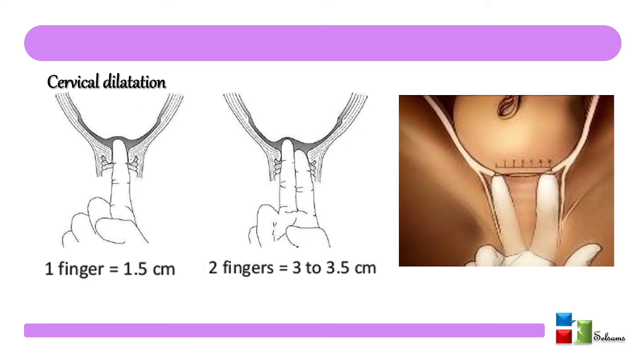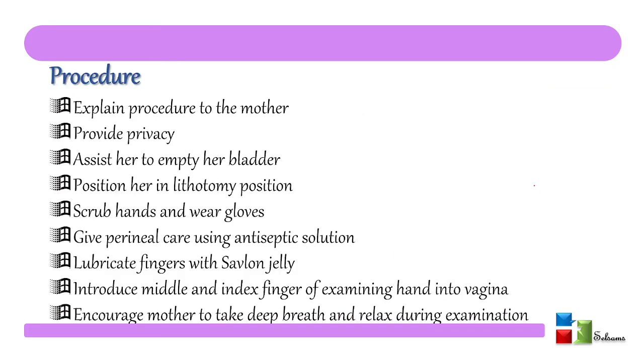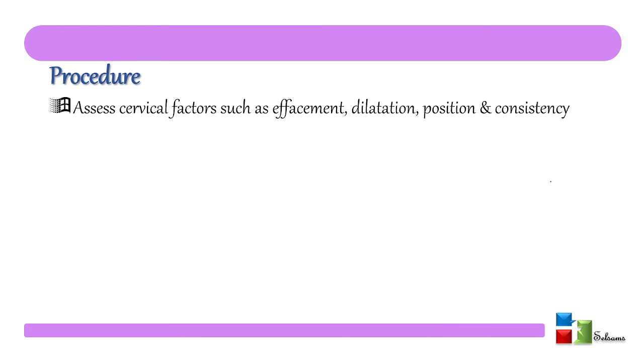And this is the way the cervical dilatation has to be checked. And this is the vagina, this is the cervix. You have to stretch and check for the distance. Okay, when the fetal head comes down, this will be distended more. Encourage her to take deep breaths and relax during the examination, otherwise she may have pain. Assess for the effacement, dilatation, position and consistency of the cervical factors.